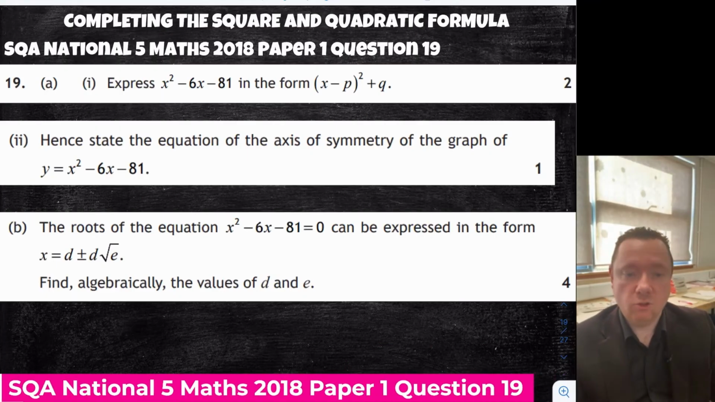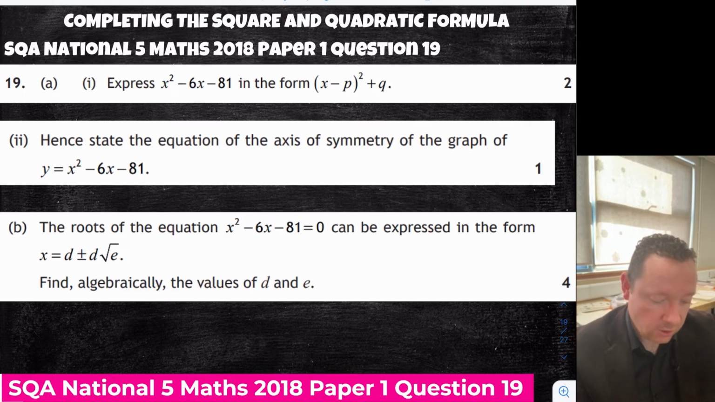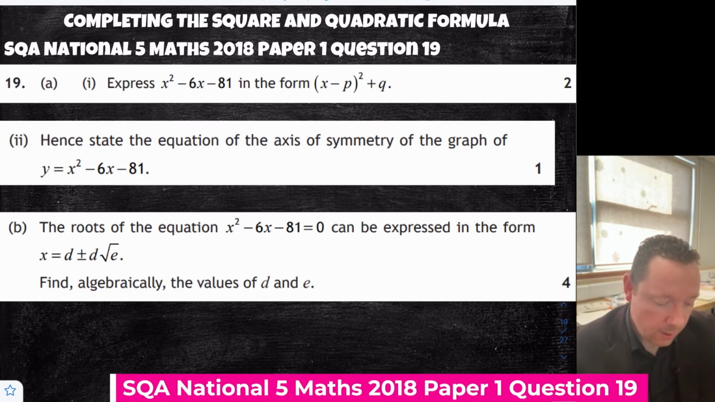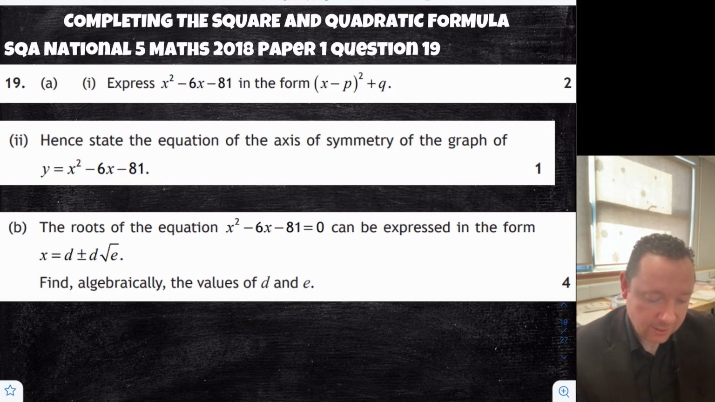Okay, completing the square and the quadratic formula. SQA National 5 Maths 2018, paper 1, question 19. Quite a big one this. Part A, express x squared minus 6x minus 18 in the form x minus p squared plus q, completing the square. Then state the axis of symmetry, which we'll get to, and the roots of this can be expressed in this form. Find algebraic values of D and E.